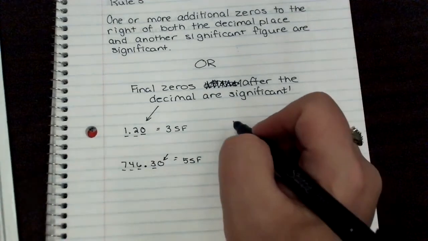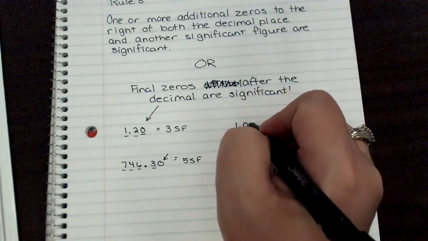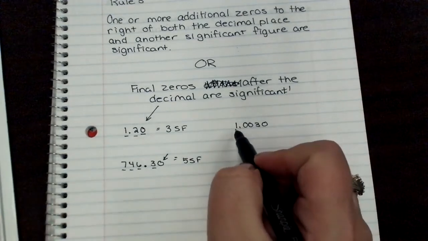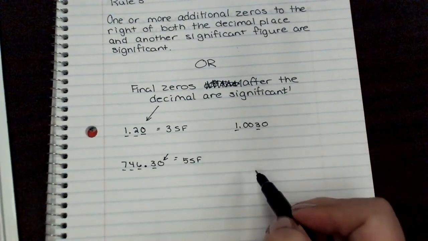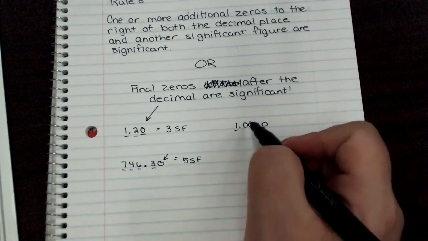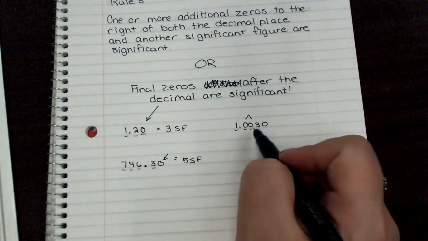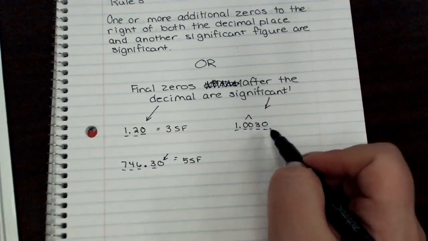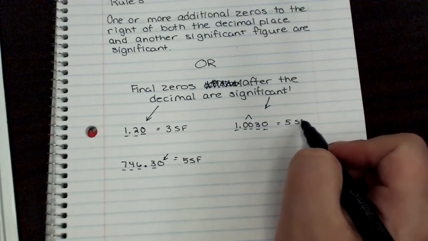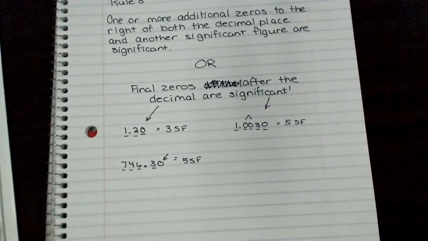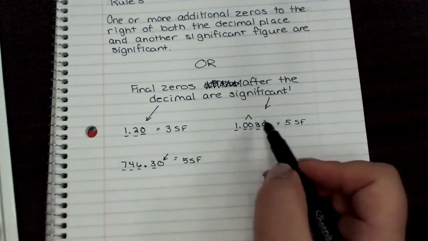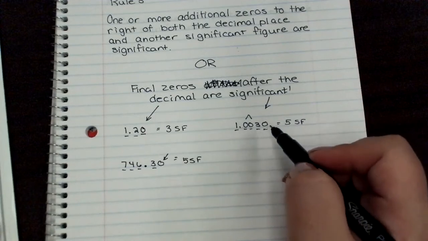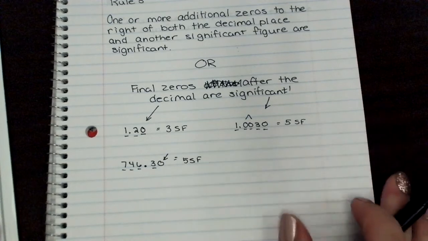Okay, so let's look at this one. 1.0030. Okay, so 1 is significant and 3 would be significant. These two zeros are significant because they are sandwiched, and then this 0 is significant because it is the final 0. So that means that all 5 of those are significant. This is the one rule that gives people problems. So I always tell students, if you finish a number and after the decimal you see that there is a 0, just remember that it's going to be significant, okay?